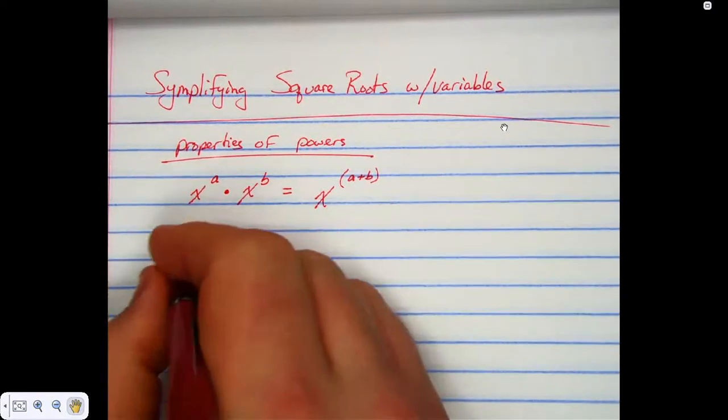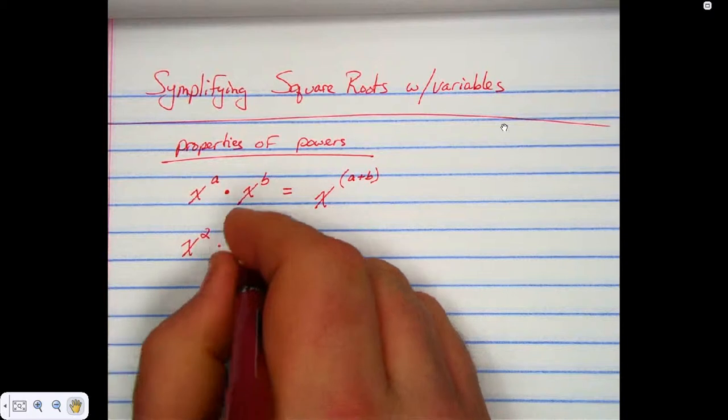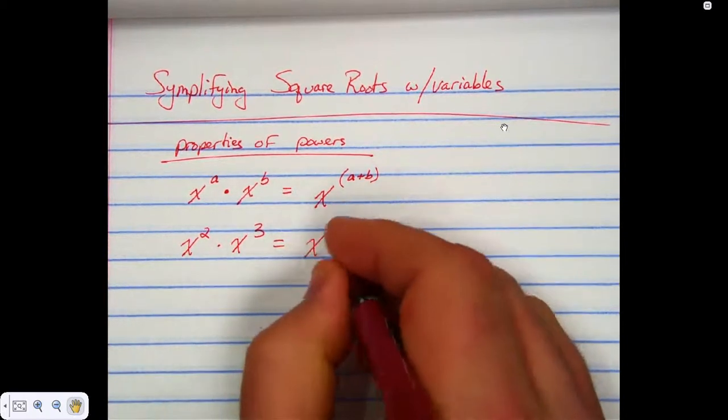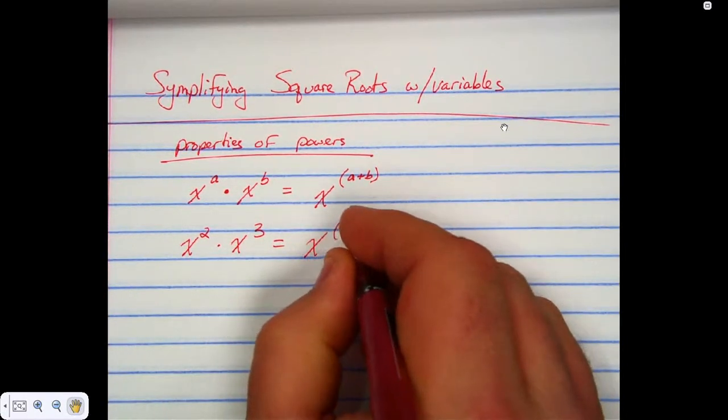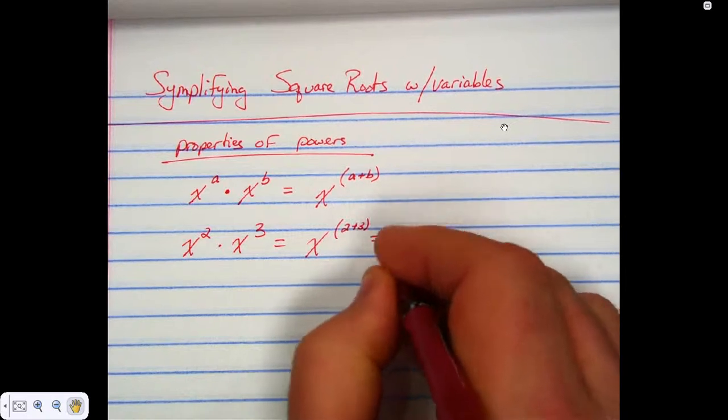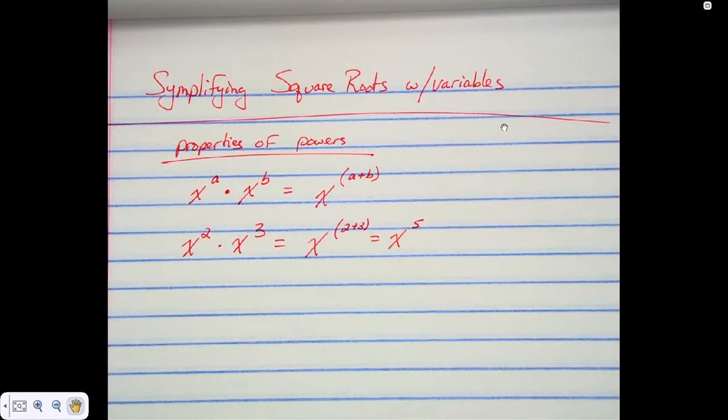In other words, x to the second times x to the third would equal x to the what? 2 plus 3 power, which would equal x to the what? Fifth.